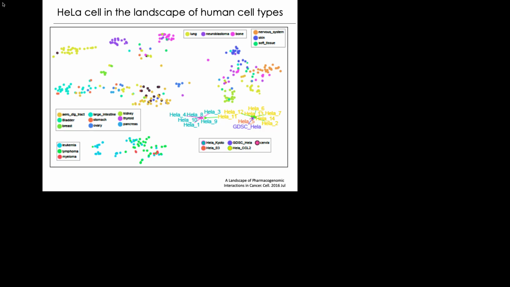They tend to be relatively closely clustered together, but these cells are actually quite far apart, even though they originally were from the same person a long time ago. So this already shows that they are somewhat different.